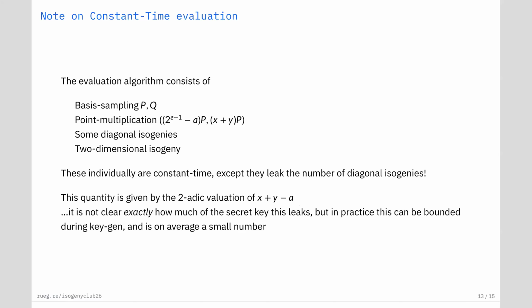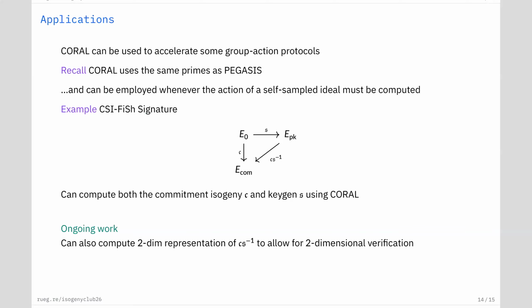So thank you, Ray. So there's one more cool application. Earlier I mentioned that the primes are compatible with PEGASIS. We can choose the same primes as in PEGASIS. And because of that, we can maybe compute some actions with Coral, then some actions with PEGASIS. Coral is restricted, PEGASIS is unrestricted. And that can be kind of cool.